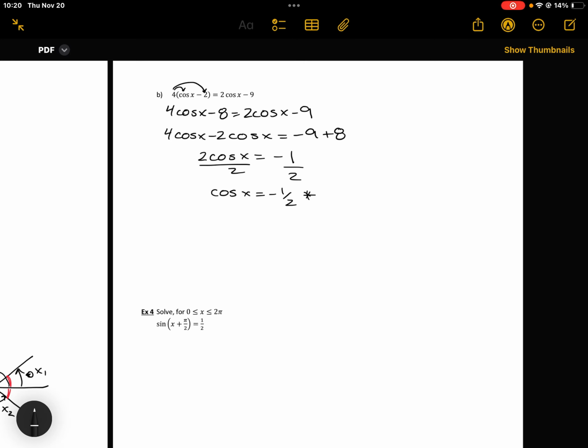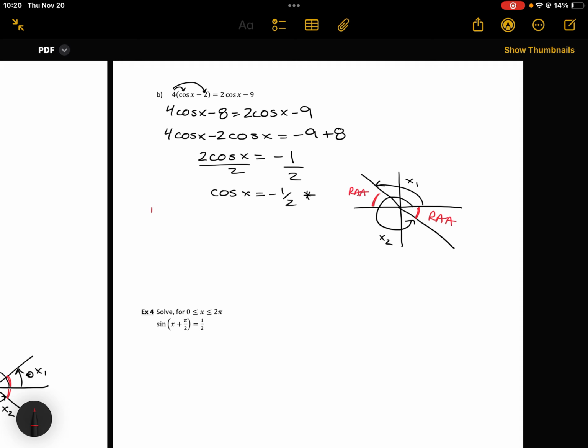This is a special triangle ratio. So I'm still going to start by finding the quadrants for my solution. Cosine is negative, which means I've got a solution in the second quadrant and in the fourth quadrant. Here I've got x1 and x2. Both of these are related by the same related acute angle, which is here.